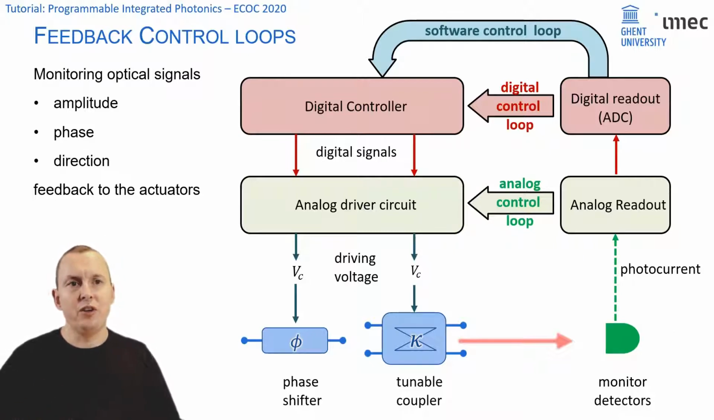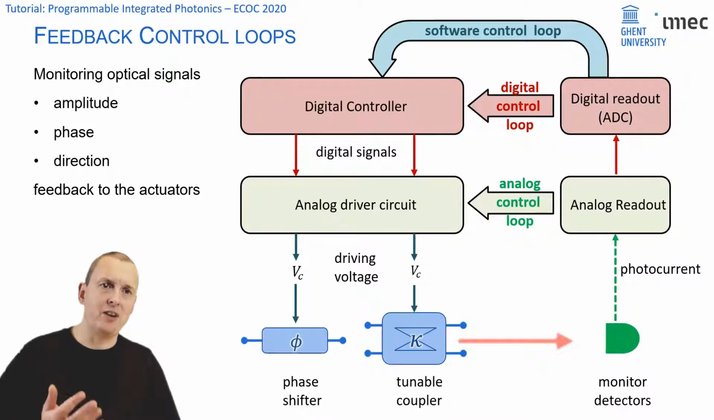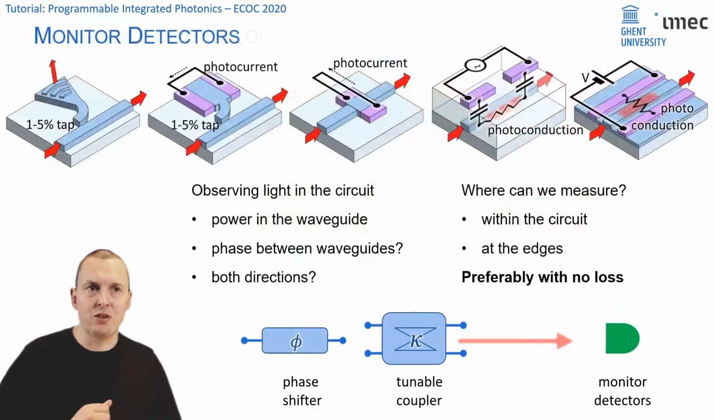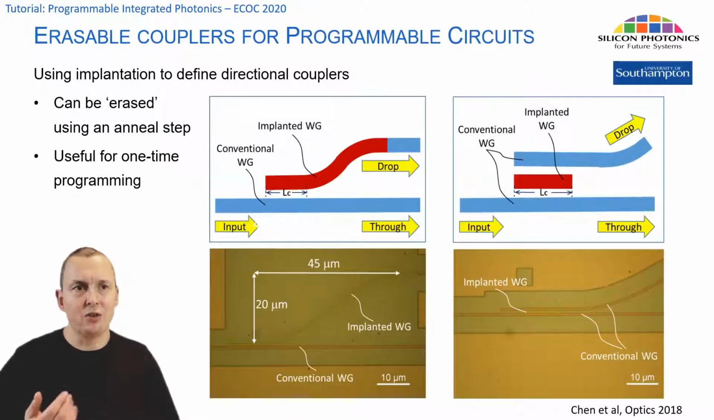Now, for that to work, you need monitors. And these monitors preferably don't absorb a lot of light. They're just there to observe how much light is in the circuit, but they shouldn't affect the performance of the circuit too much. You can do that with different mechanisms like tapped waveguides with detectors, or even very short inline photodetectors that only absorb a fraction of the light. Or you can use fancy detector schemes like CLIPP or integrated heaters, like I'm going to show you.